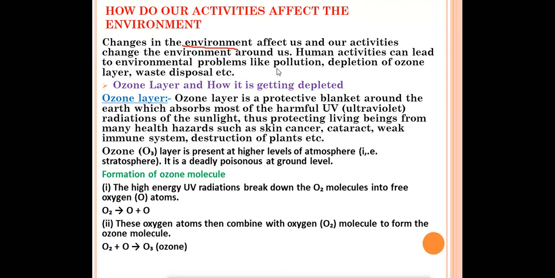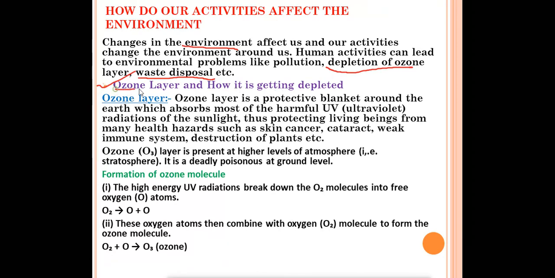All the pollution is because of human beings. Depletion of ozone layer: the ozone layer is getting depleted because of human activities, which is very important for us. Waste disposal: so much waste is there in the environment, which is because of human activities only. So first of all, we'll discuss the ozone layer and how it is getting depleted.